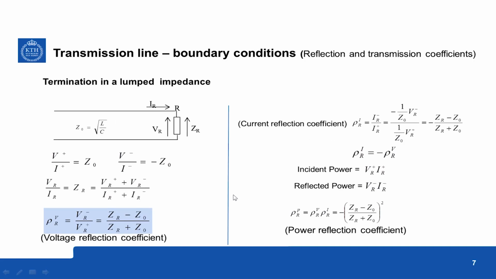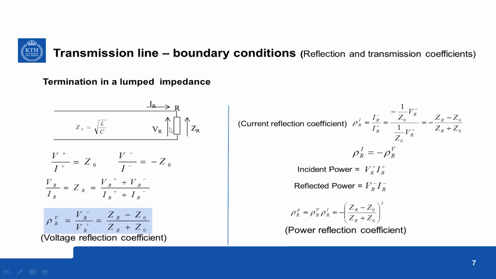Now let us look at transmission line boundary conditions. That is, when the transmission line is abruptly ended either by a lumped impedance, or it can be another transmission line that we will see in the next page. Suppose it is terminated in a lumped impedance, and this is the reflection point here, so we call it R. So we call IR, VR and ZR. ZR is the impedance. So VR is the net voltage over here.